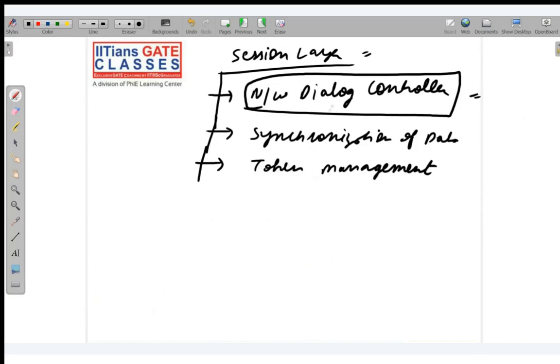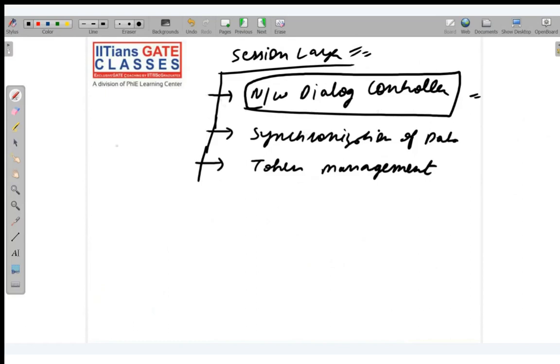Network dialog controller means it will establish, maintain, synchronize and terminate the interaction between sender and receiver. For example, if you have used internet banking, you got a message like your session has been expired. You can think of that as done by the session layer. So what is the session layer doing? It is used to establish.